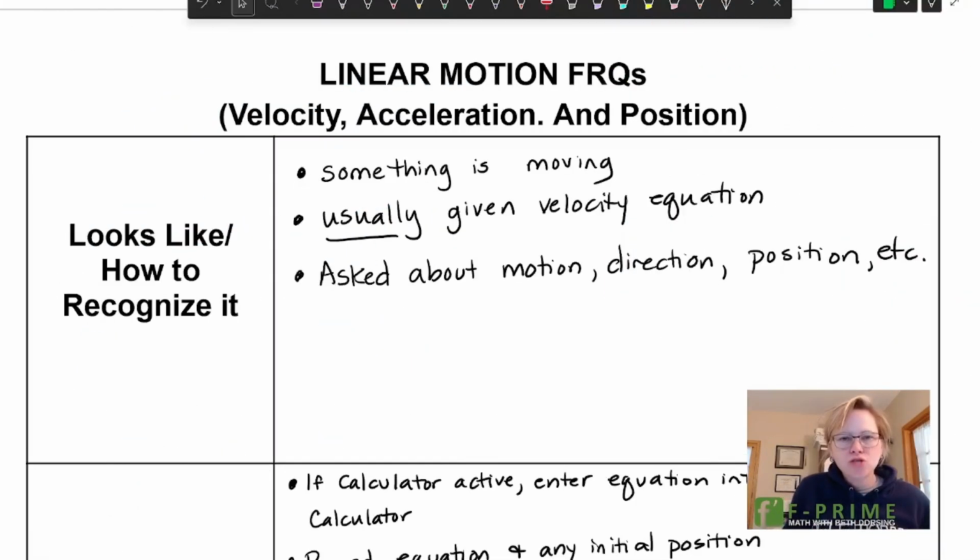So in general, when we are looking at linear motion free response questions, they're pretty easy to recognize because in the problem, something is moving. Usually we're given some sort of velocity equation. We're asked about motion, direction, position, total distance, acceleration, position, things like that. They're just going to be a part of the problem, and it's very easy to tell if it's a velocity equation. So how do we approach it?